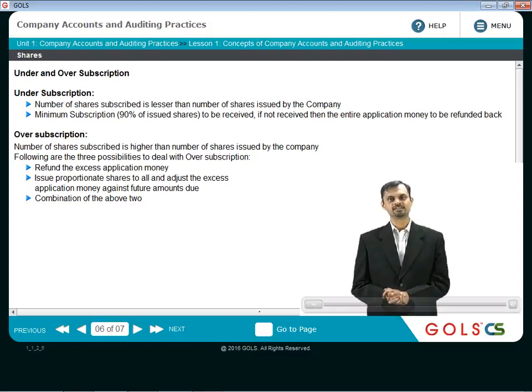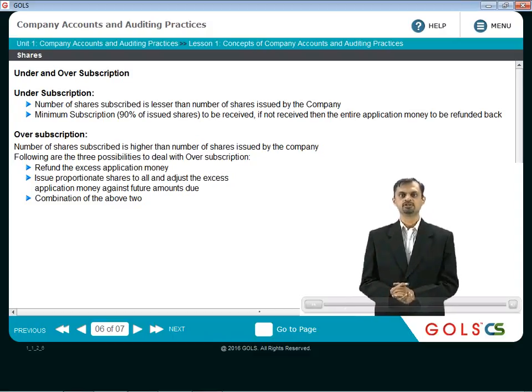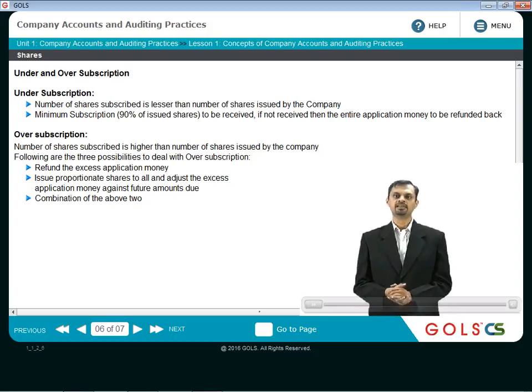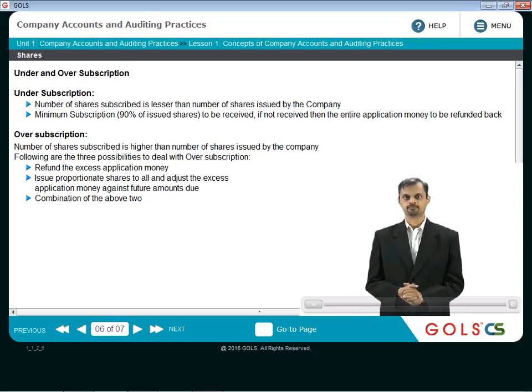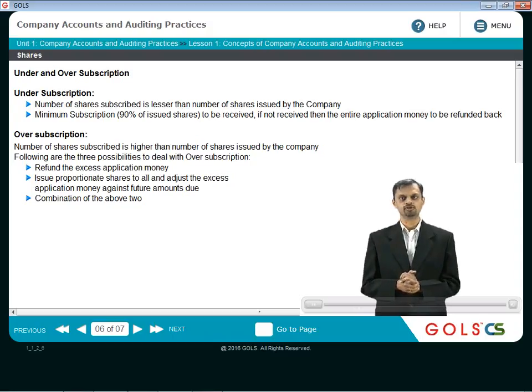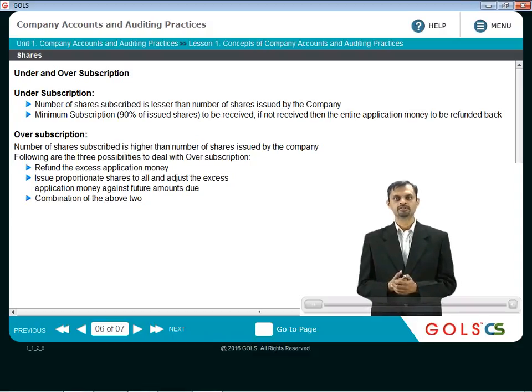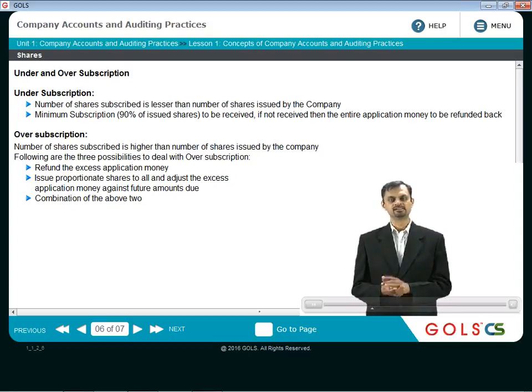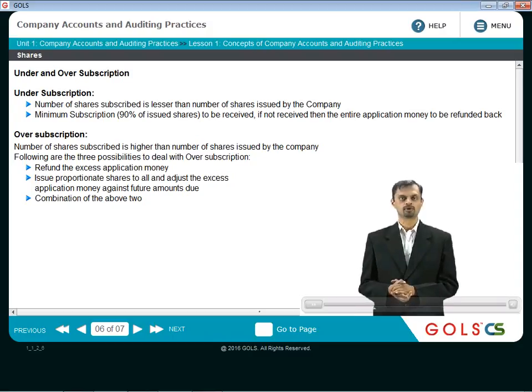Now here one condition is that in case of under subscription, the applications received by the company from the individual applicants cannot be lesser than 90% of the issue size. So the minimum subscription required as per the Act is 90% of the issue size. If this minimum 90% is not received, then the issue cannot go ahead, and whatever application money the company has received from the applicants, the entire application money has to be refunded back to them. And that is why there is something called underwriting, which we will talk about later.